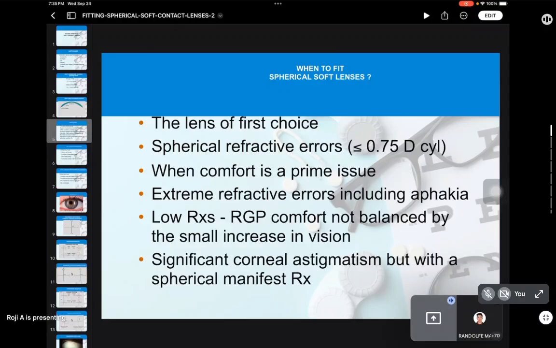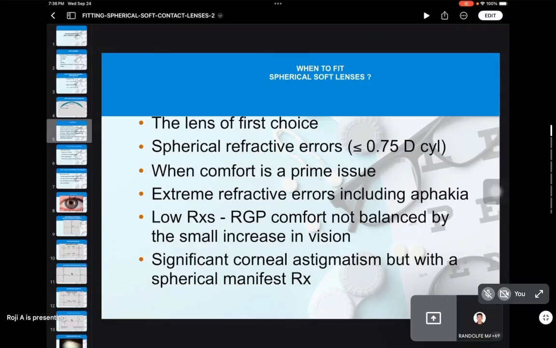Now, extreme refractive errors, including aphakia. Of course, if you lose your crystalline lens, you will be needing a high plus correction. And if you think of using spectacles, that would be very thick. Now, the advantage of a contact lens, because it's in contact, it doesn't need to be very thick and very visible. It's not going to be that visible for others because, again, it's in contact.